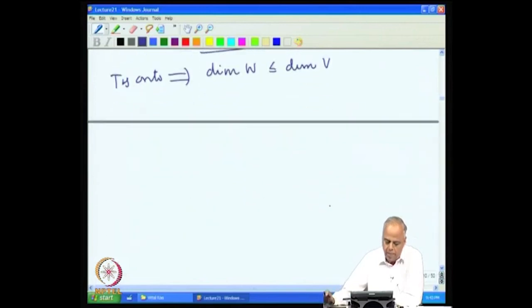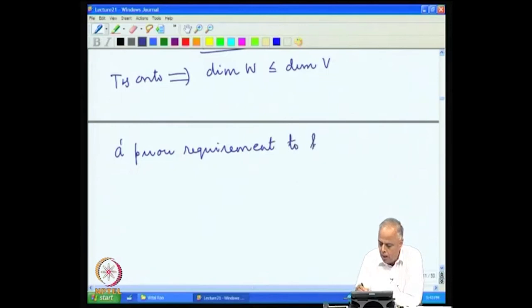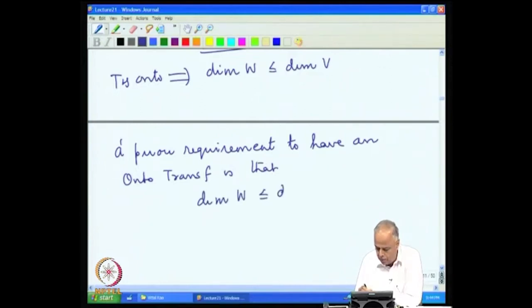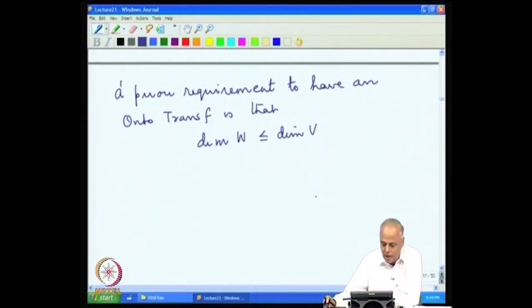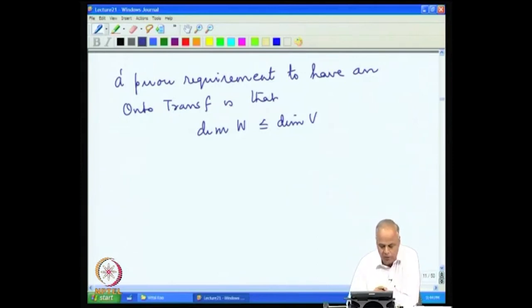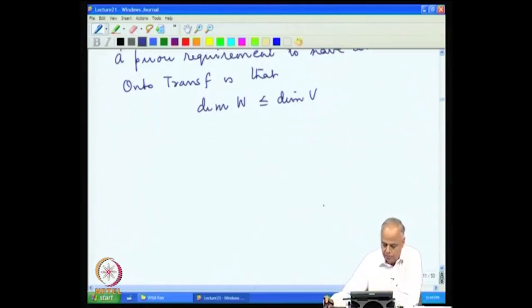So, an a priori requirement to have an onto transformation is that the dimension of W is less than or equal to the dimension of V. Recall that we found that an a priori requirement to have a 1-1 transformation was the other way around: the dimension of V was less than or equal to the dimension of W. So, unless the dimension of W is less than or equal to the dimension of V, we cannot expect to have an onto linear transformation from V to W, right.